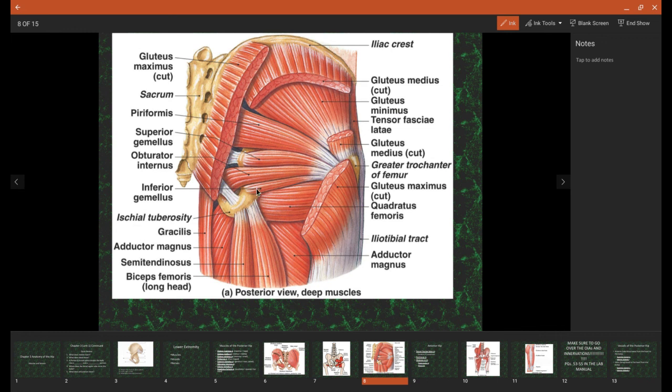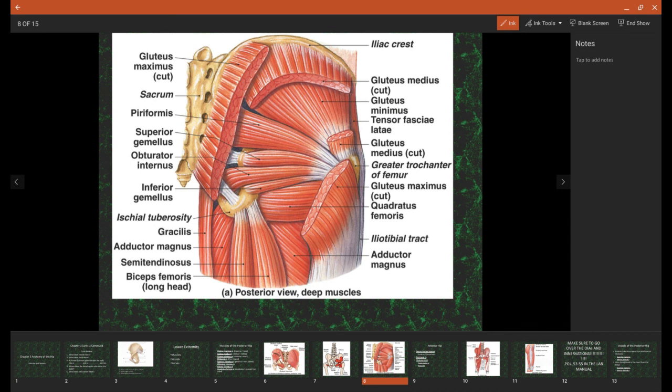Just below it here, we have the inferior gemellus, which is originating on the ischial tuberosity, and you can see the ischial tuberosity sticking out right here. So we see it originating on that feature. Following the fibers, we already mentioned it will be inserting onto the greater trochanter through the obturator internus tendon. Inferior gemellus will also be involved with lateral rotation of the thigh.